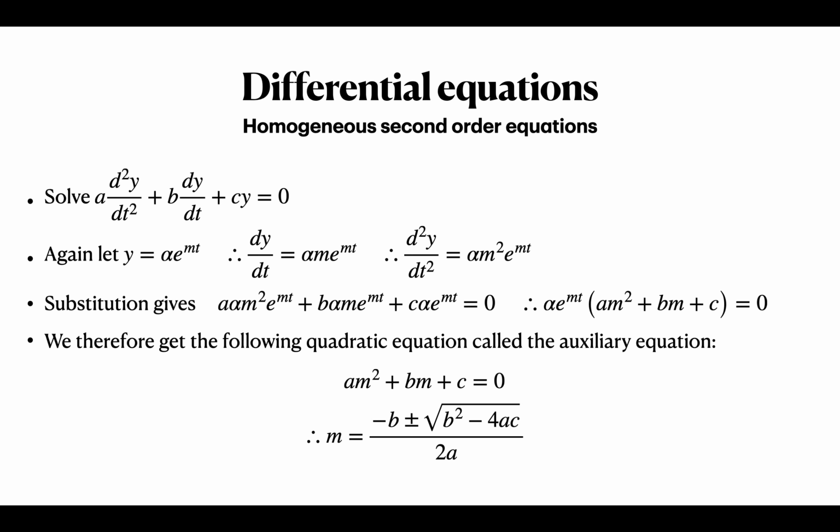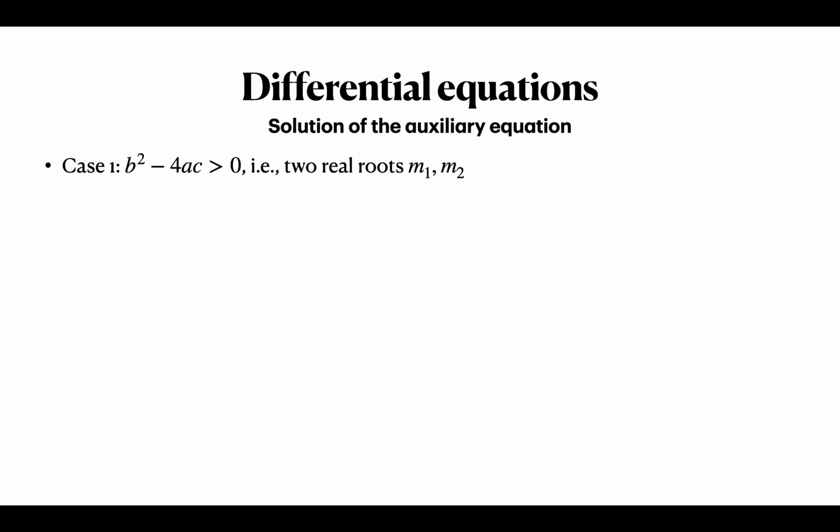But you do have to remember, for each of those three cases, what the solution is. So let's have a look. Suppose b squared minus 4ac is positive, and so you get two real roots. Let me call them m1 and m2. In that nice situation where you've got two real roots, m1 and m2, the solution to your differential equation is of that form. You have to remember this.